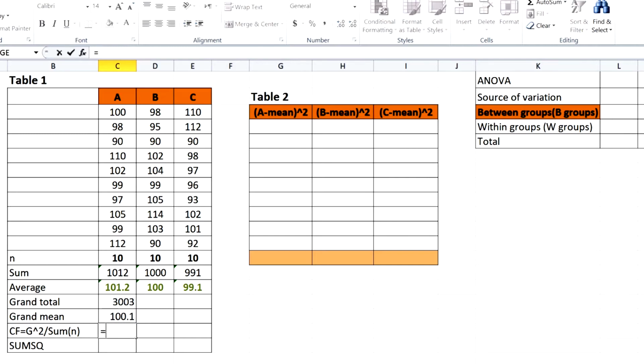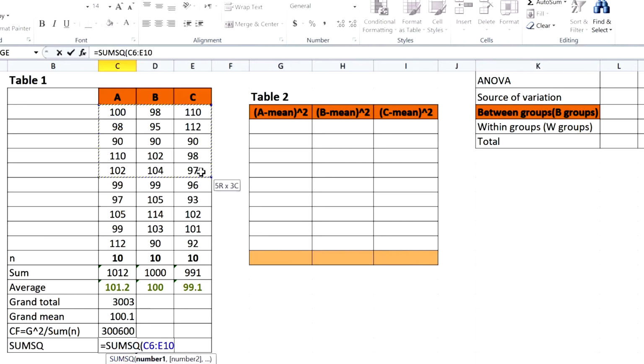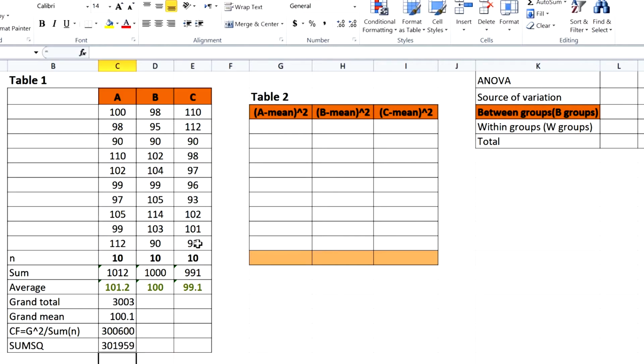Correction factor equals the grand total squared divided by the number of all replicates. So the grand total squared divided by 30. Then the sum of squares. This is a function here, SUMSQ, the sum of squares for all of these data, all readings. This is the first table.